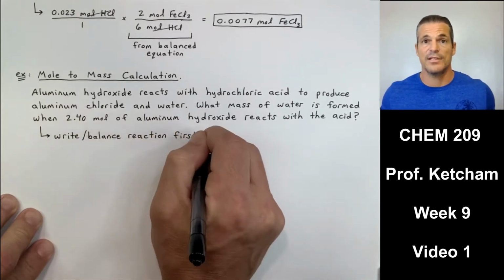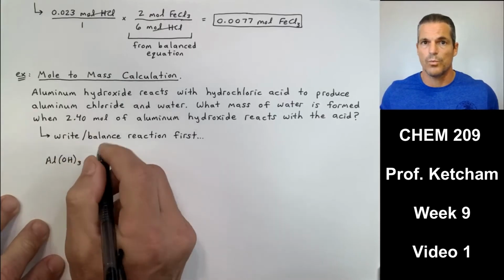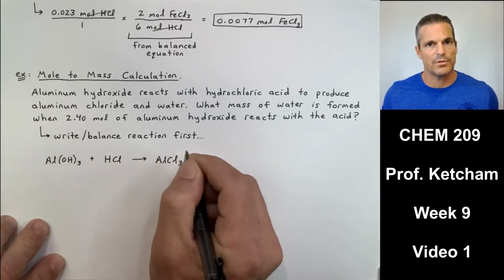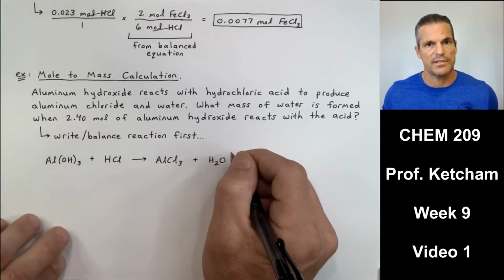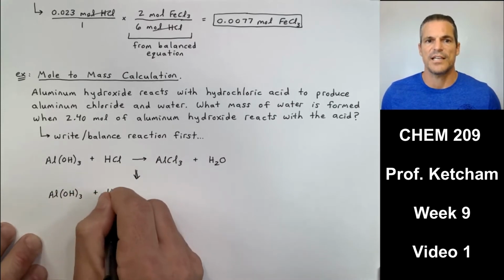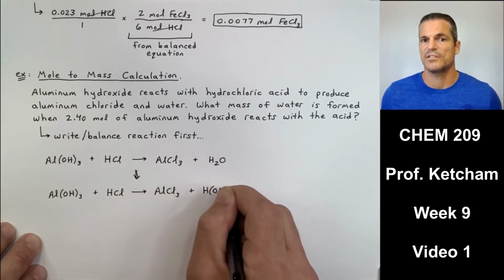But I can't do anything yet because I don't have a balanced equation. And oh shoot, they've given me the words, not the formulas. This is why naming is important. Chapter 6, we learned how to name this stuff. Aluminum hydroxide, Al(OH)3, plus HCl yields aluminum chloride, AlCl3 plus HOH.